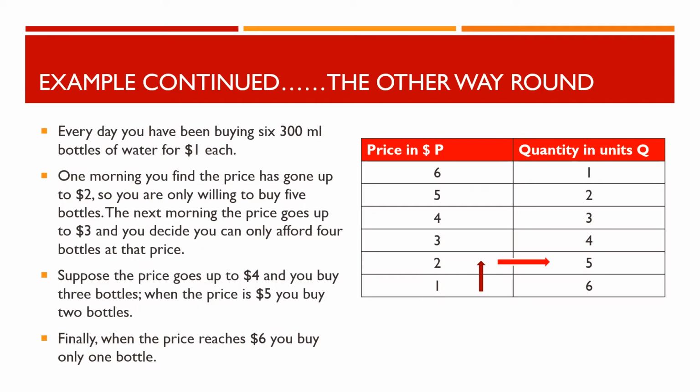Now think about it the other way round. Every day you have been buying 6 300 milliliter bottles of water for $1 each. One morning you find the price has gone up to $2, so you are only willing to buy 5 bottles. The next morning the price goes up to $3, and you decide you can only afford 4 bottles at that price. Suppose the price goes up to $4 and you buy 3 bottles. When the price is $5, you buy 2 bottles. Finally, when the price reaches $6, you buy only 1 bottle.